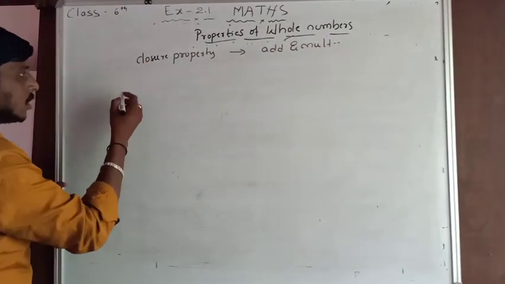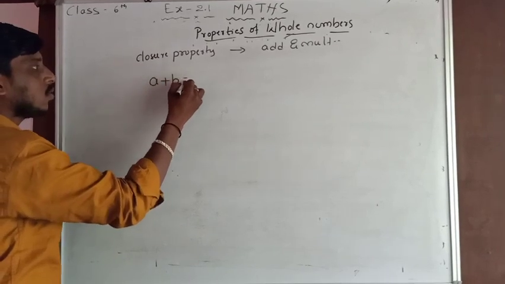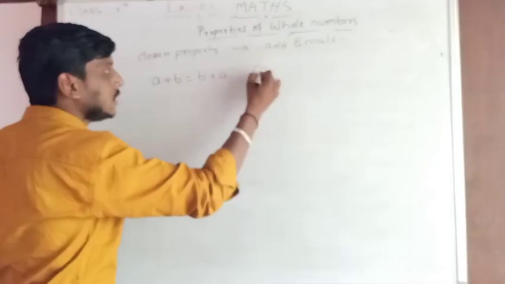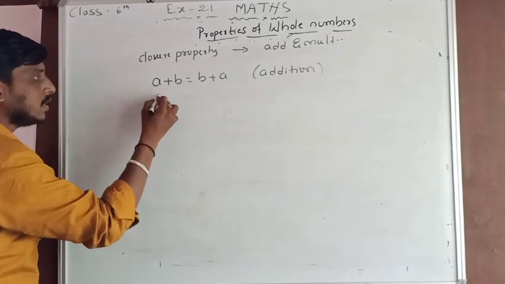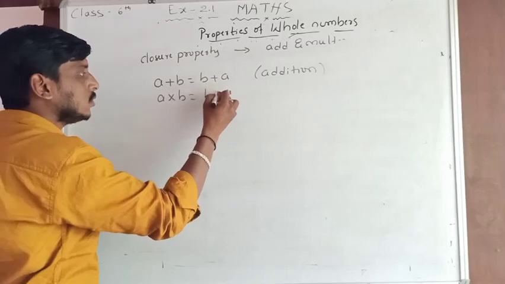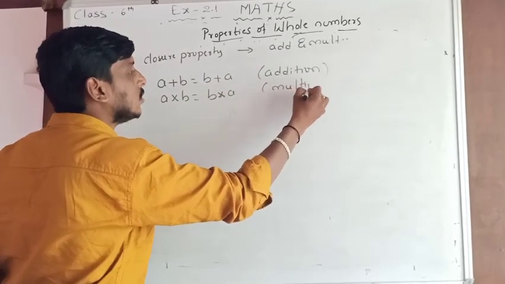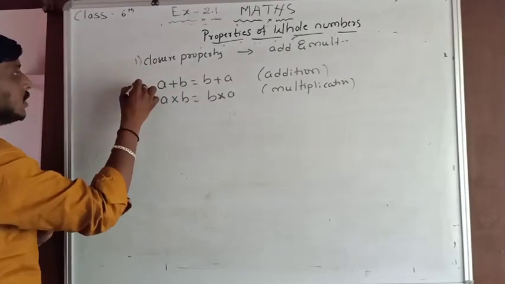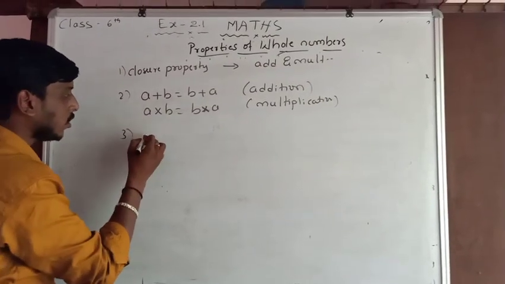Next, commutative property. What is the formula of commutative property? A + B = B + A. This is the commutative property of addition. Next, commutative property of multiplication: A × B = B × A. This is the commutative property of multiplication. So two properties over. First one is closure, second one is commutative property, third one is associative property.